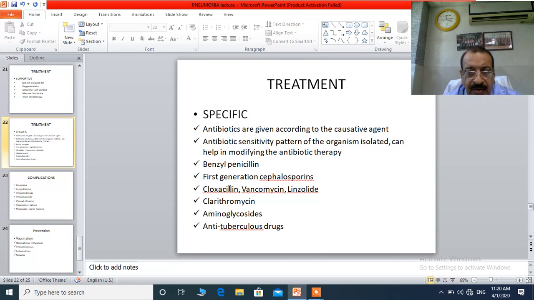Cloxacillin, vancomycin and linezolid are the drugs which are particularly effective in cases where we suspect staphylococcal pneumonia or where we have isolated Staphylococcus aureus from the blood cultures or from the sputum or tracheal aspirates. Clarithromycin is the drug of choice in case of atypical infections like chlamydia or mycoplasma, and if there is any evidence of tuberculosis, then obviously we have to go for anti-tuberculous drugs.